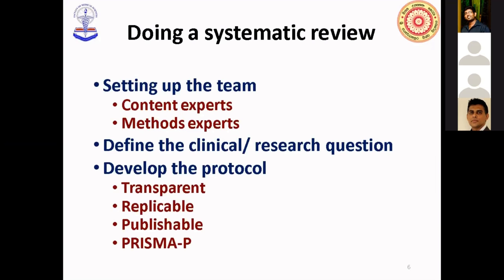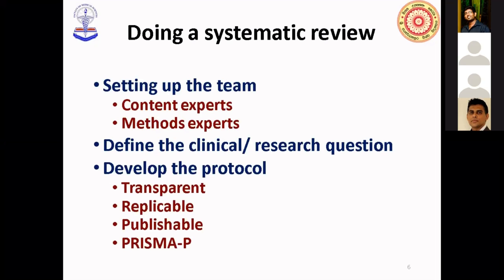The next step would be to develop a protocol. Here in the protocol, we will continue to look at the research question critically and outline all the steps we will follow in doing our systematic review. Developing the protocol is also a very important step in doing a systematic review for two reasons. Firstly, this is what sets the systematic review apart from a narrative review. And flawed methodology can totally ruin our chances of publishing it as a systematic review in a good journal.